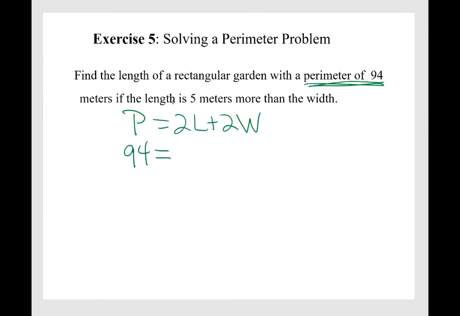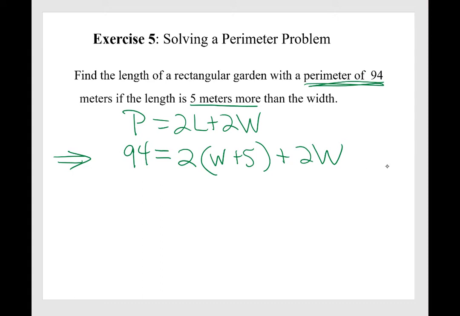All right, then it says the length is 5 meters more than the width. So instead of L, okay, I'm going to rewrite this with L in parentheses. Okay, L is 5 meters more, so I'm adding 5 meters to the width. So the width is W. So notice I have this nice pretty equation, one variable. You should just have W's or just have L's at this point. So make sure that you don't have multiple variables.